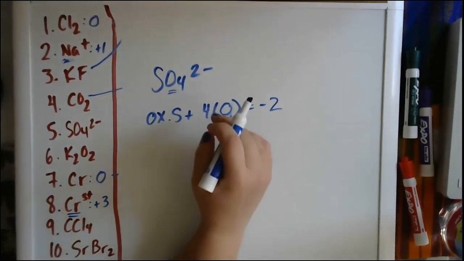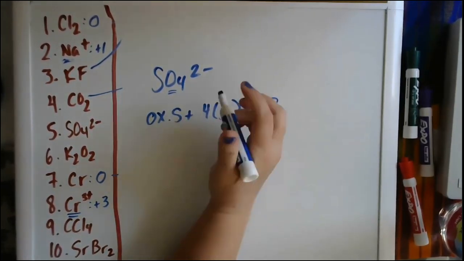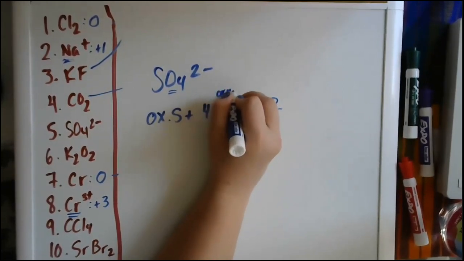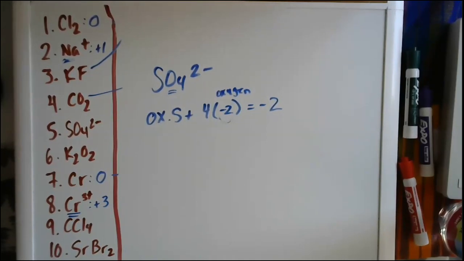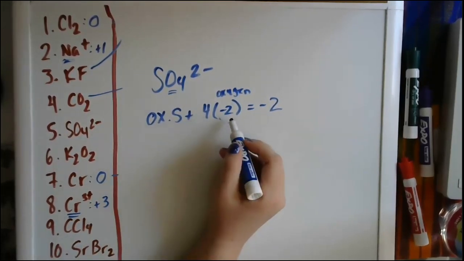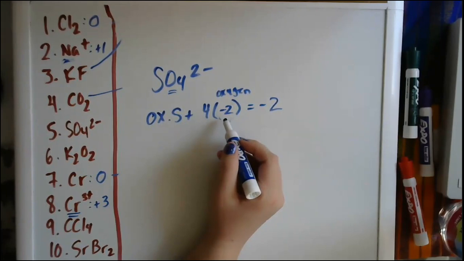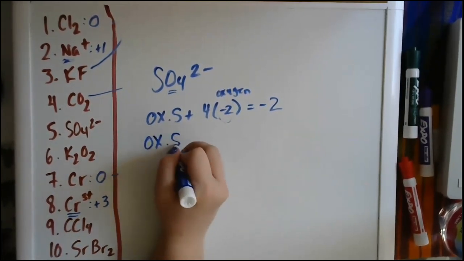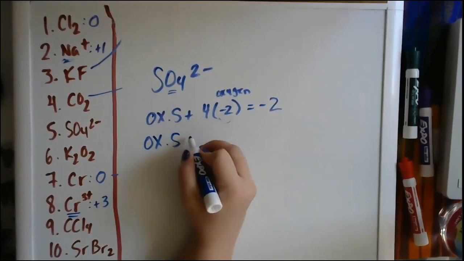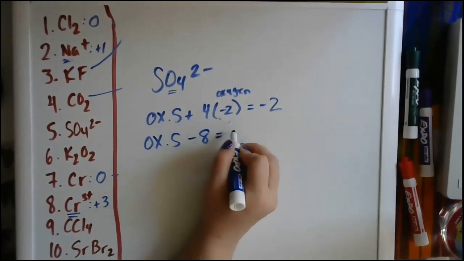Oh, no, that's confusing also. So I'm going to just write oxygen up here, and I'm going to put the number here because it looked like a 0, so that looked weird. So 4 times the oxidation state of oxygen, which is -2. That looks better. So the oxidation state of sulfur, 4 times -2 is -8. That equals -2.